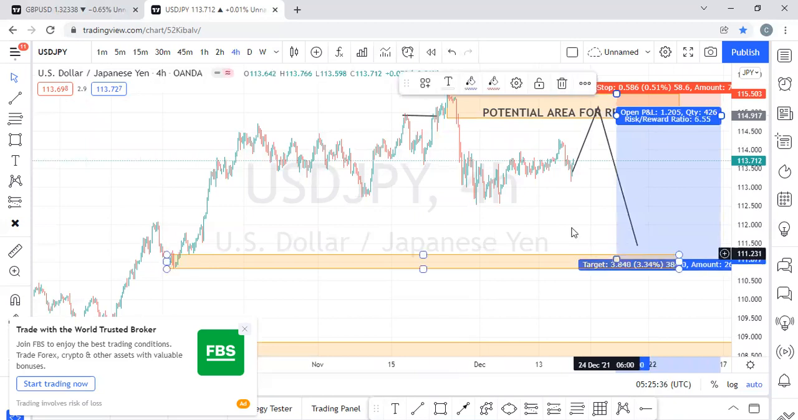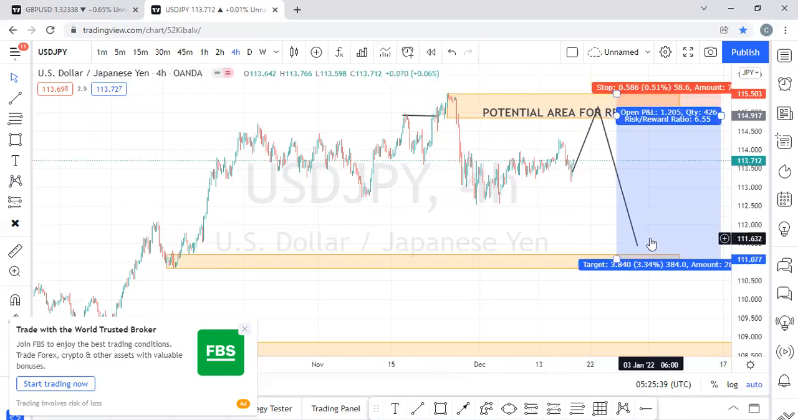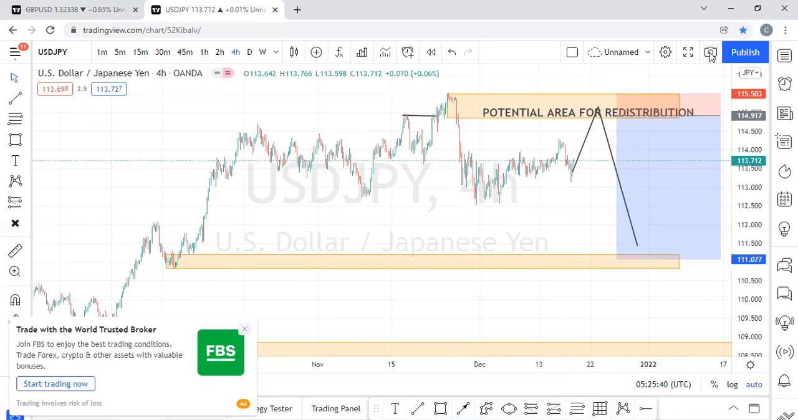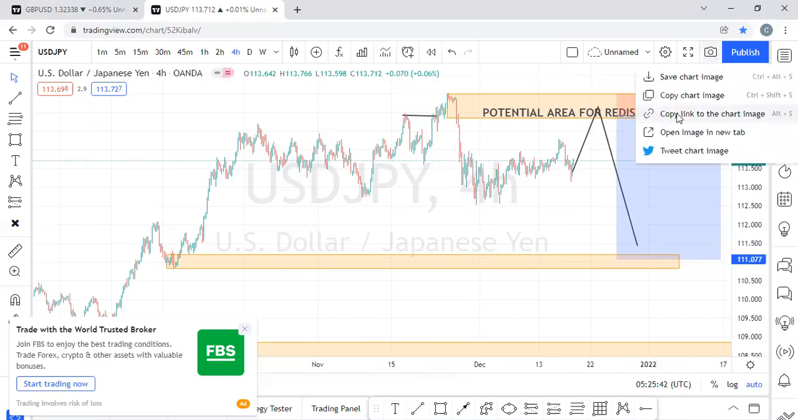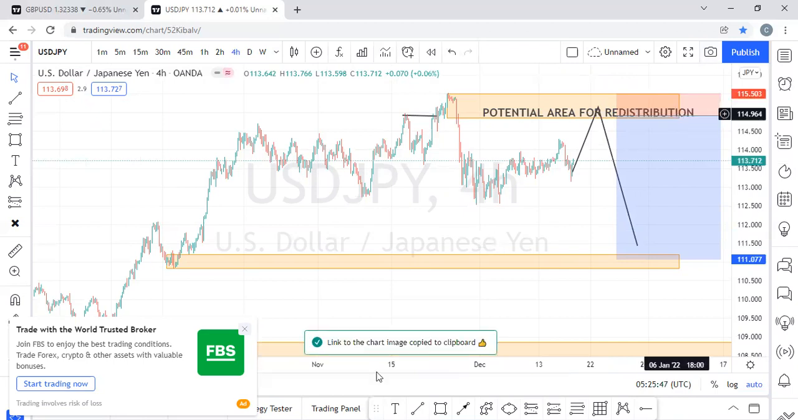Wow, this is a beautiful trade. This is a 1:6.5 trade, right? 1:6, approximately 1:7. So I've copied this link now. I'll post it into my Telegram channel as well. So if you want to see this, go to my Telegram channel to see the links, right? So that's posted as well.